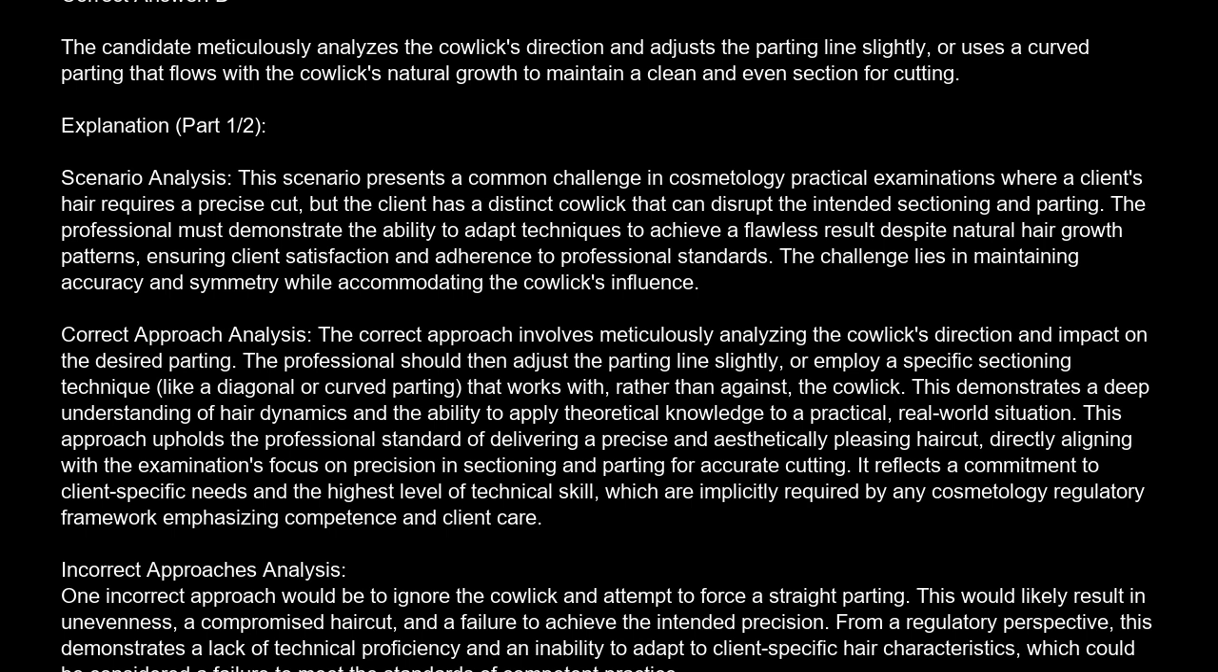This approach upholds the professional standard of delivering a precise and aesthetically pleasing haircut, directly aligning with the examination's focus on precision in sectioning and parting for accurate cutting. It reflects a commitment to client-specific needs and the highest level of technical skill, which are implicitly required by any cosmetology regulatory framework emphasizing competence and client care.